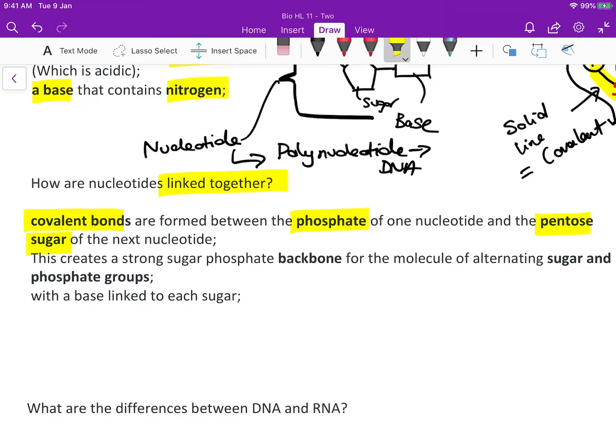So this overall creates a strong sugar phosphate backbone, alternating sugar and phosphate groups, with the bases linked to each sugar. Again, all of these bonds that we've looked at are covalent bonds.